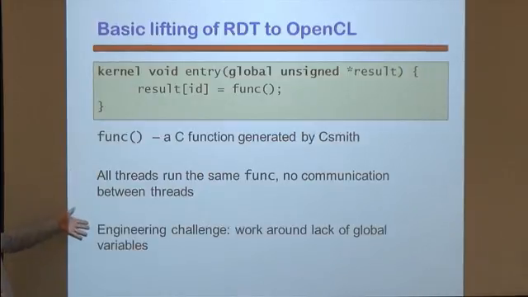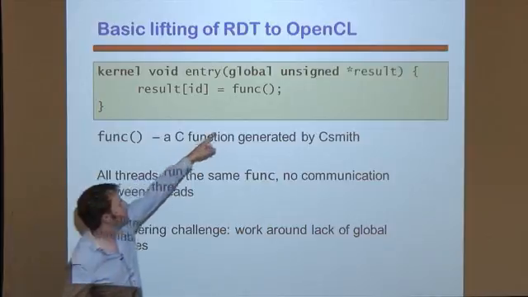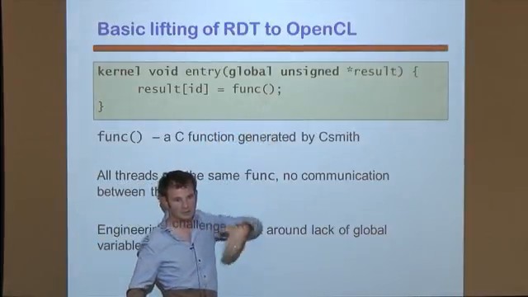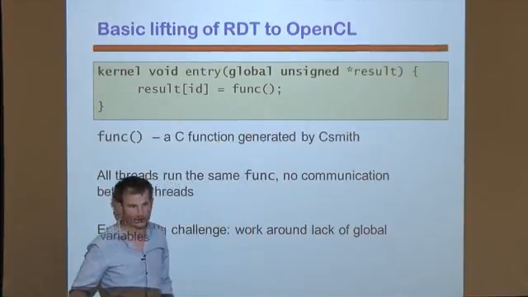And the only engineering challenge here was to work around the fact that we don't have globally scoped variables in OpenCL. So Csmith would generate a load of global variables. We've got to find a way around them. And what we do is we pack them into a struct. We have a struct that's got all the would-be global variables, and we pass that around by reference. So really, func would take a reference to that structure. And if func calls another function, it would pass in a reference to that struct.